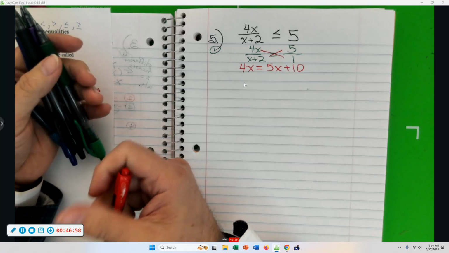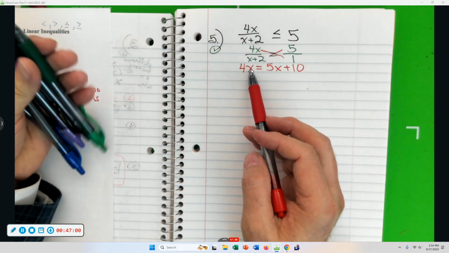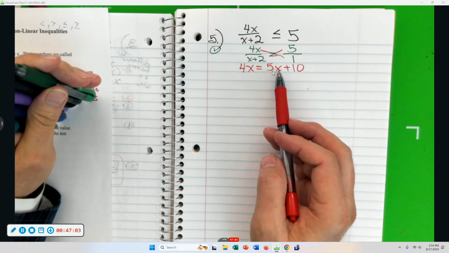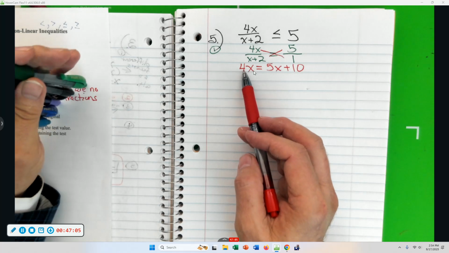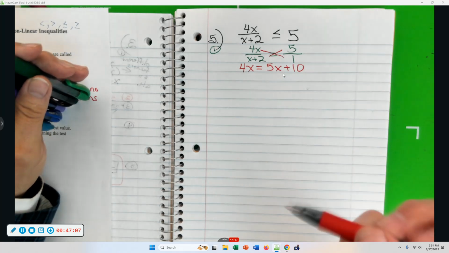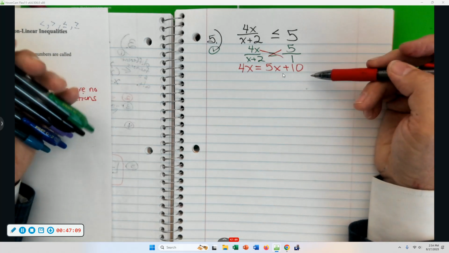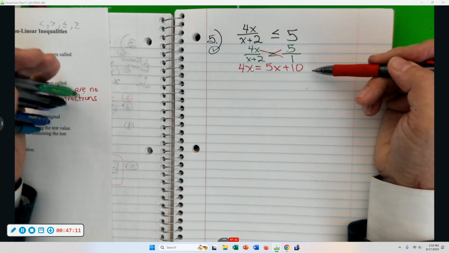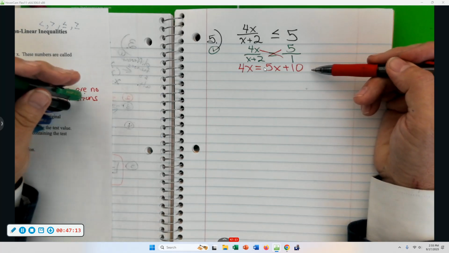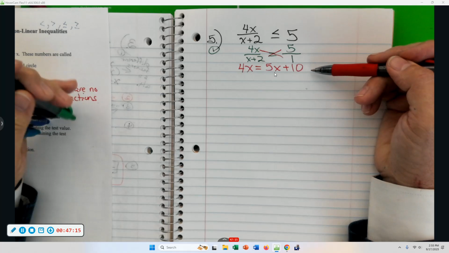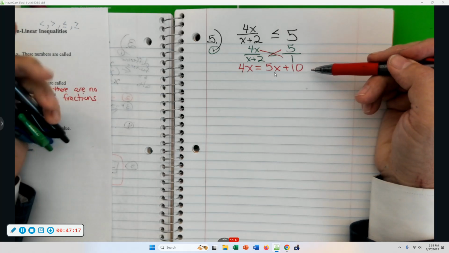You know what I think? We need to get x by itself. I'm going to subtract 4x from both sides. I'm going to move this 4x over to the right. Wait a minute, is this quadratic? Look at what we have here. Is this quadratic? No. So are we going to have to factor? No.